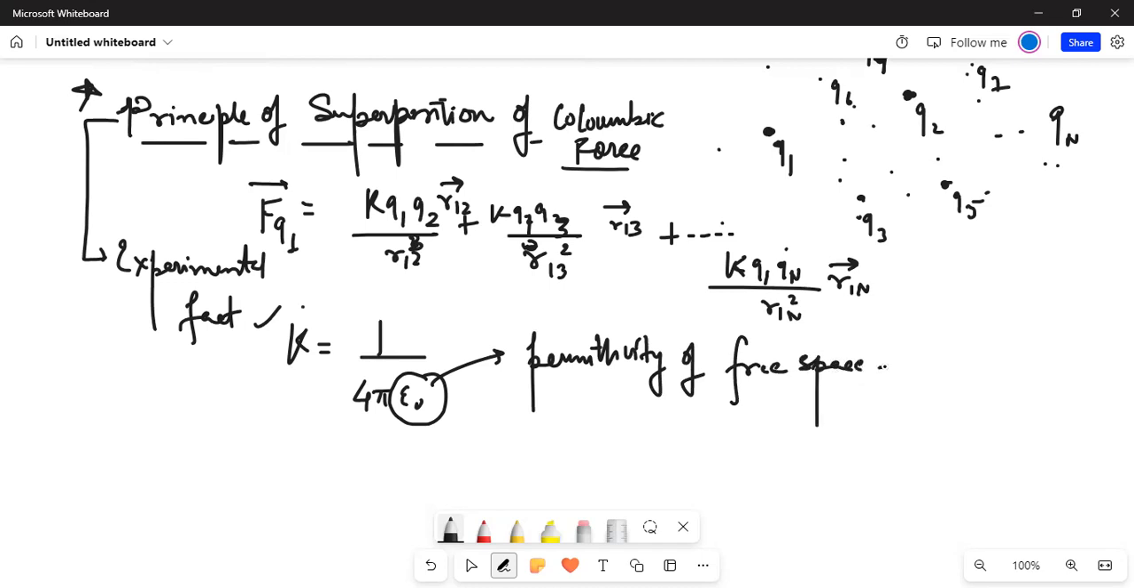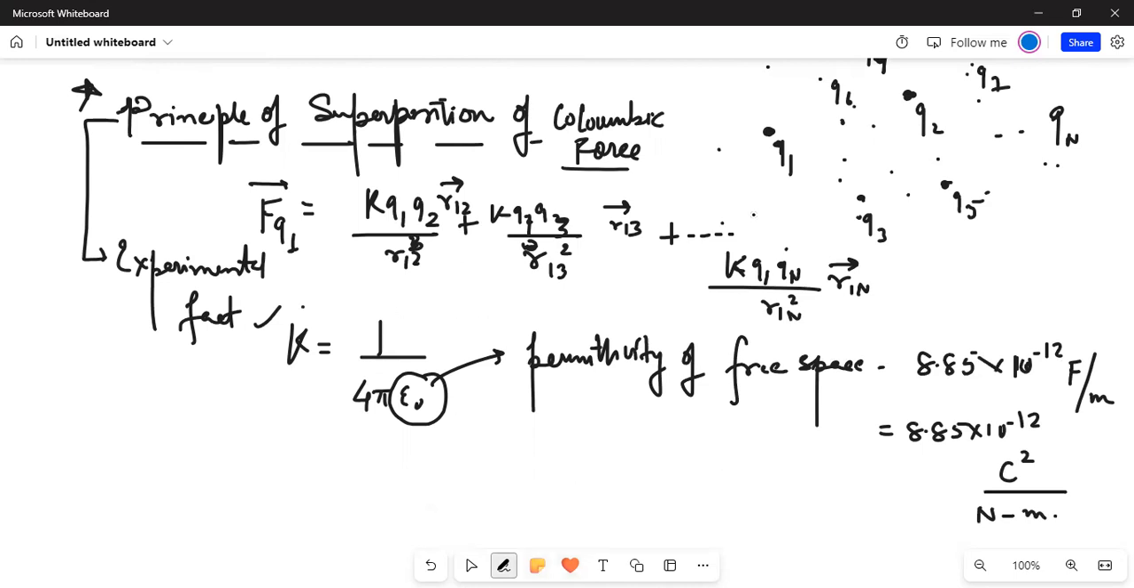Okay, and the value is I think 8.85 into 10 raised to power minus 12 farad per meter. You later learn that the farad is the unit of capacitance. If you are not well acquainted with this, then this is 10 to the power minus 10. Then I can write coulomb square divided by Newton into meter. Okay, so this is how you write it. So basically, what is there?